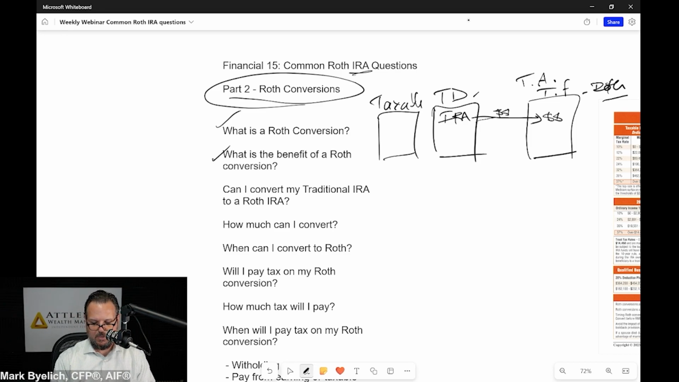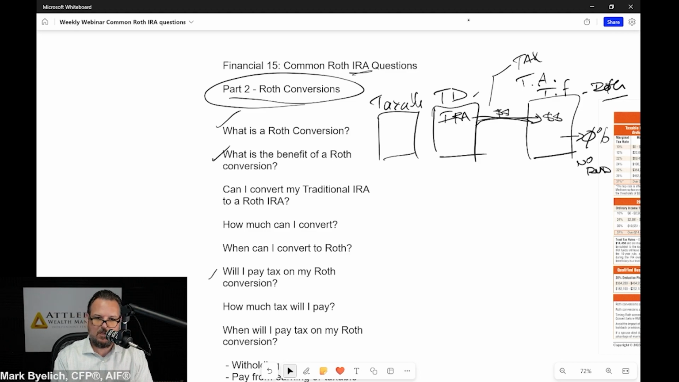So when you cross this bridge, think of that as a bridge. The toll is tax. And yes, you get to decide what tax rate you're going to pay. And we talk about that down here, so I'm going to save that discussion for there. But the benefit is that once you pay that tax, any distribution that comes out of here now is tax-free. There are also no RMDs from a Roth IRA. So you get to decide exactly how much you take out of that Roth IRA.